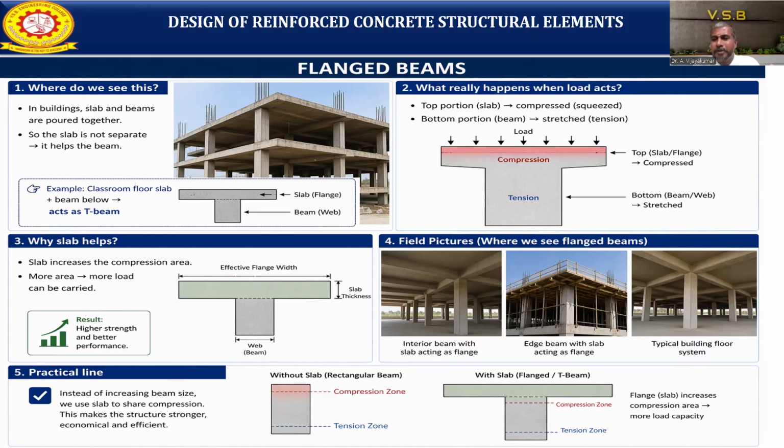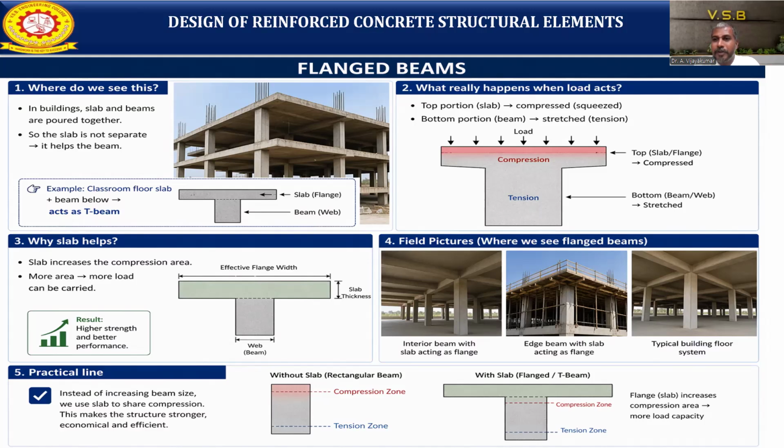Okay. For example, if you take all our main buildings, everything is designed as flanged beams. All the classroom floor slabs, slab plus the beam below, act as a T-beam. So we can say it's a T-beam. Now in the figure you can see the flange here, we can call it the slab, and the beam we can call the web.